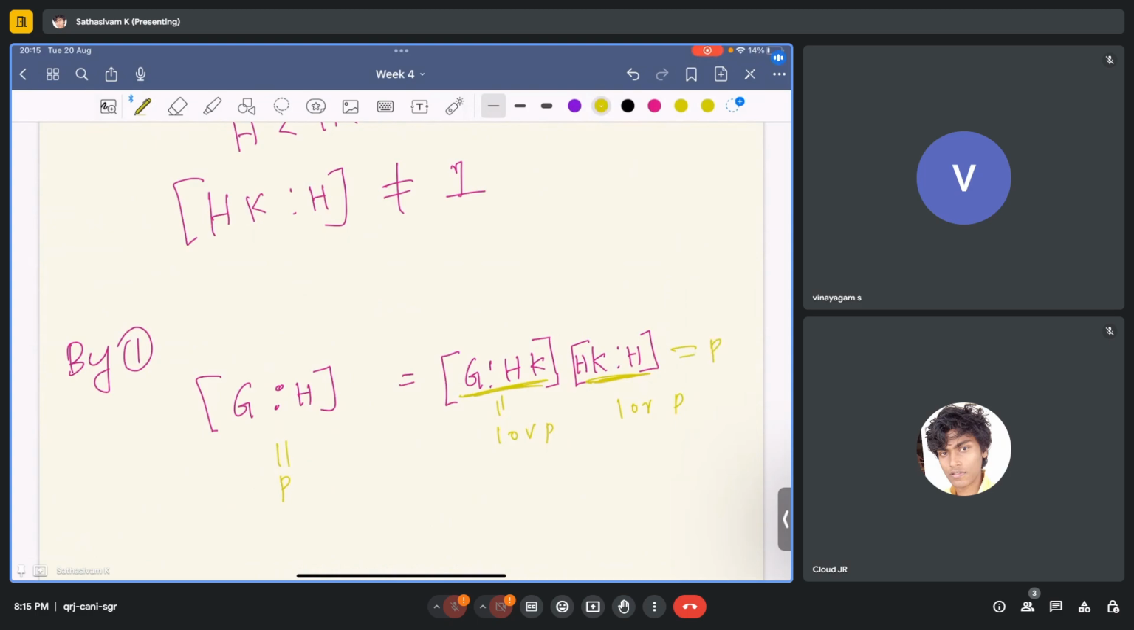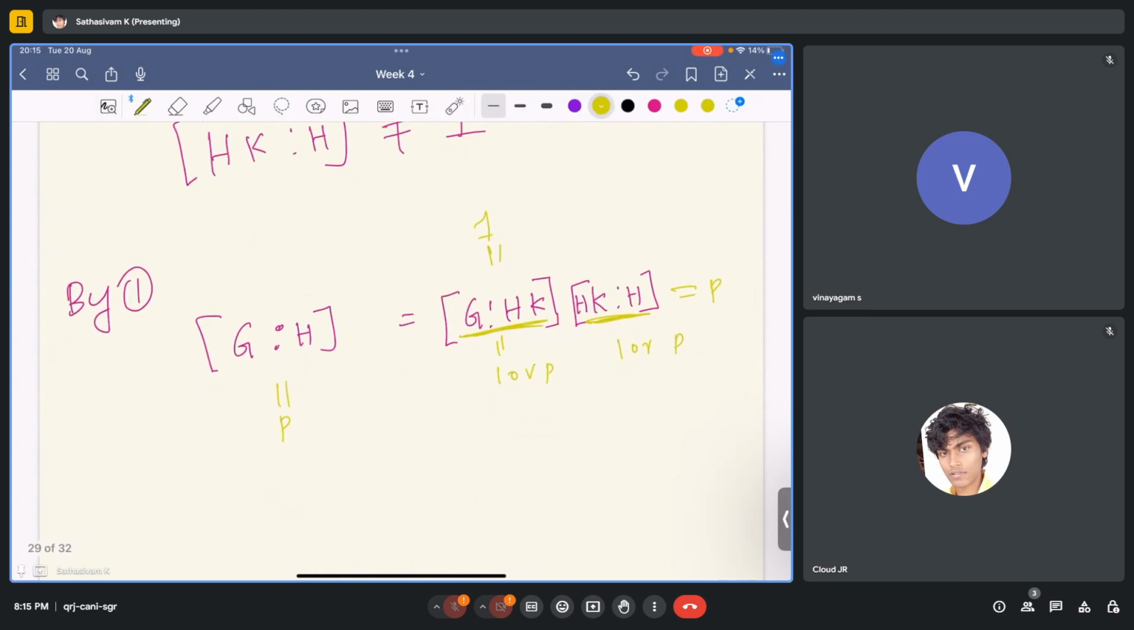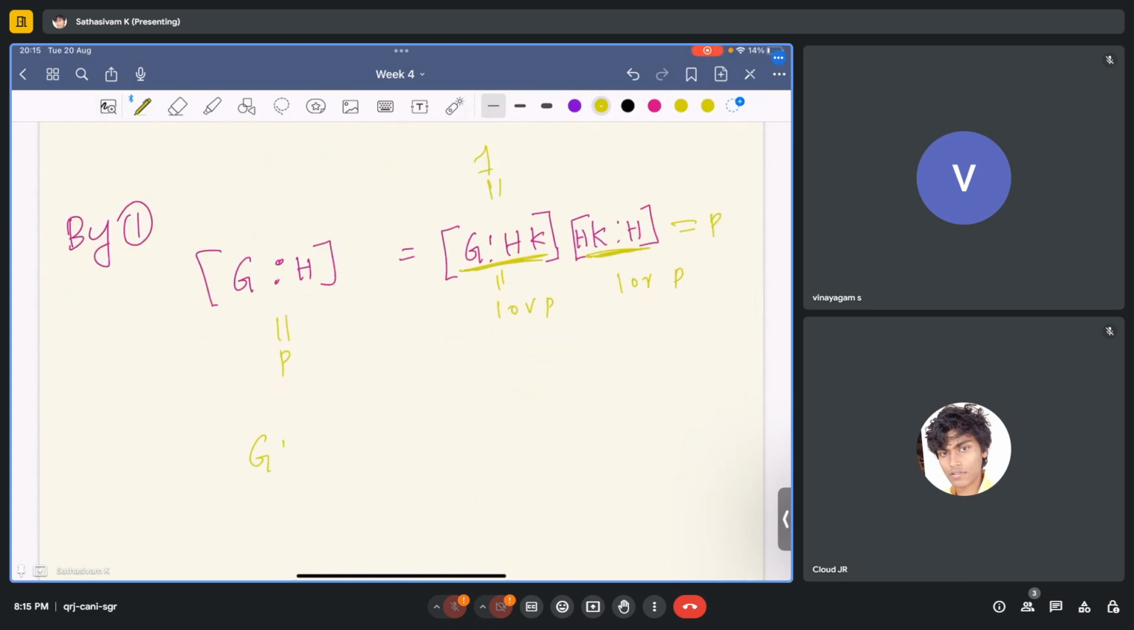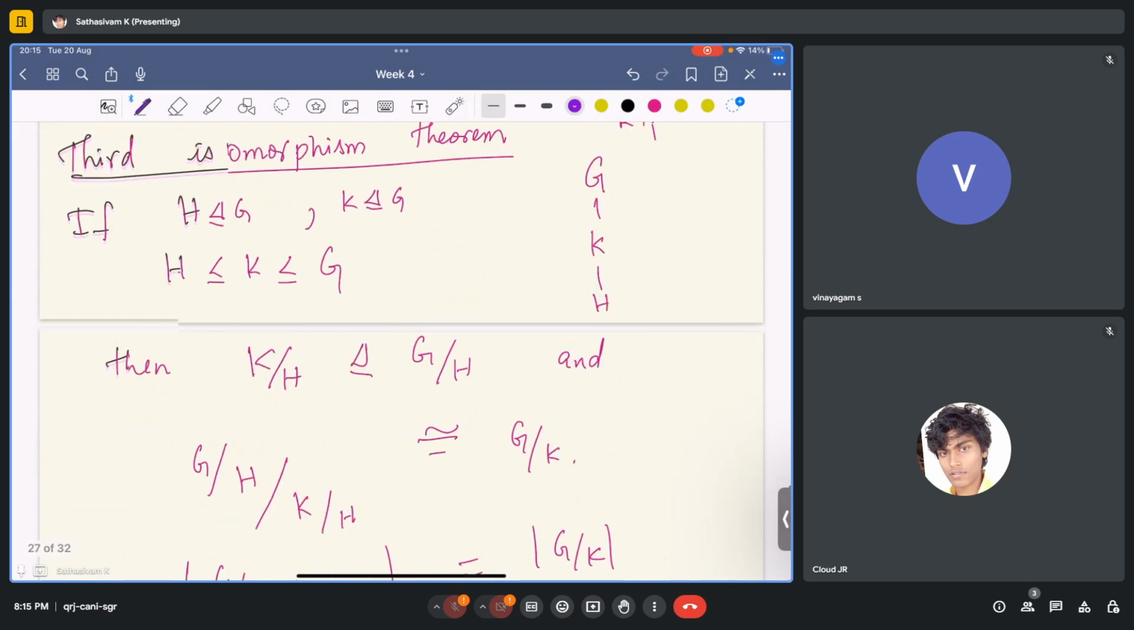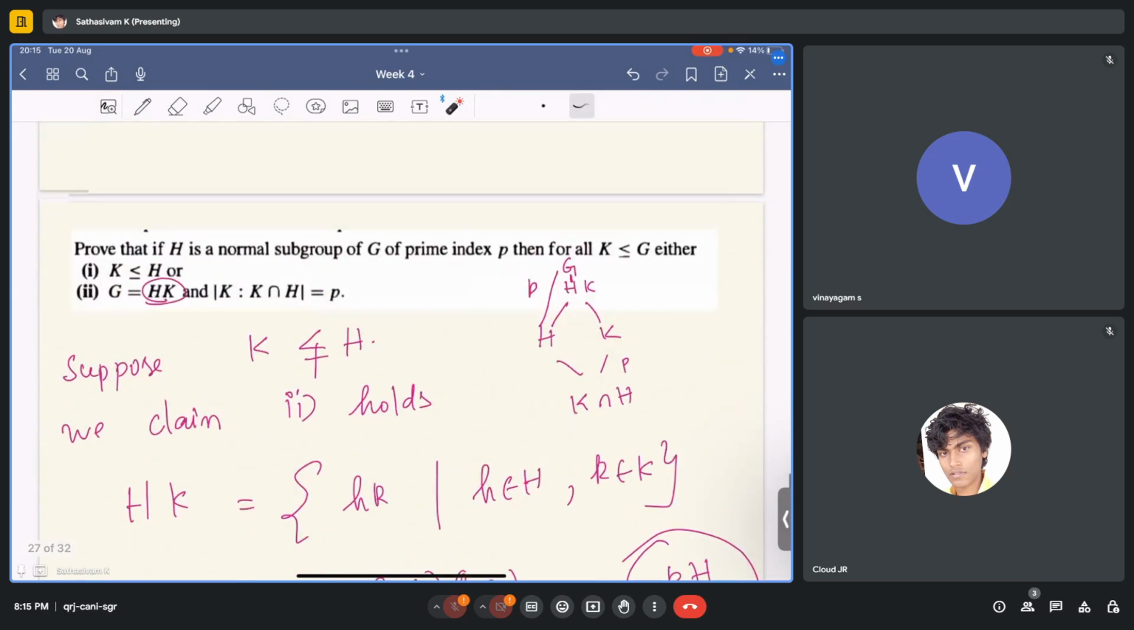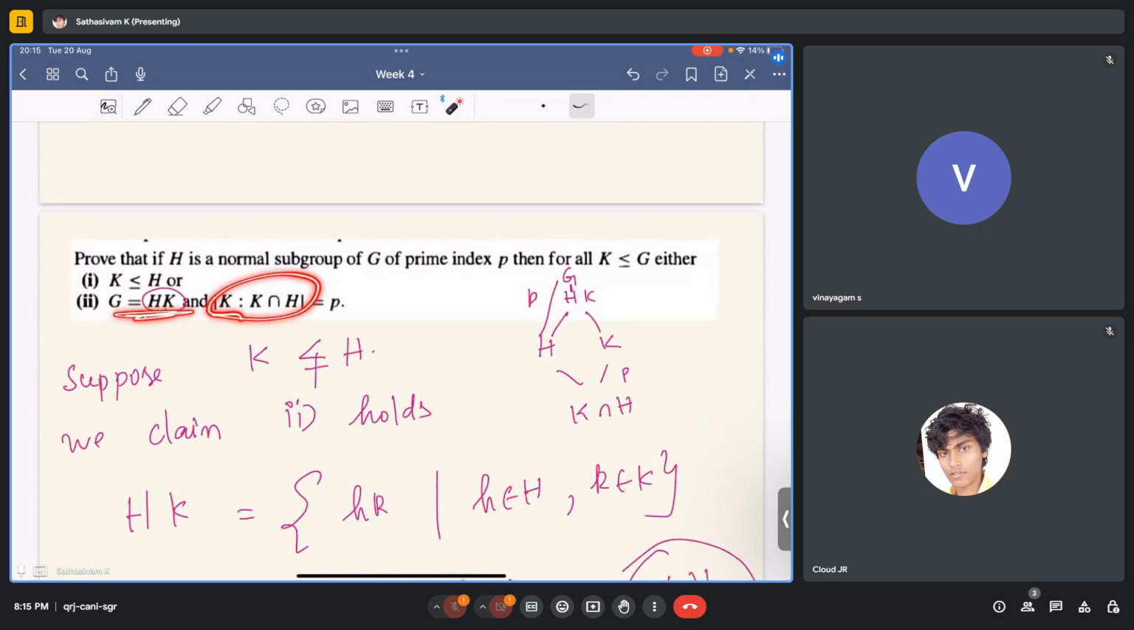If this is P, that means this has to be 1, right? If this is also P, then you will get P squared equal to P. That is not correct. So this tells you this is 1. So that means G equals HK. So we proved the first statement that we wanted to prove, using the third isomorphism theorem. Let's do the next one.